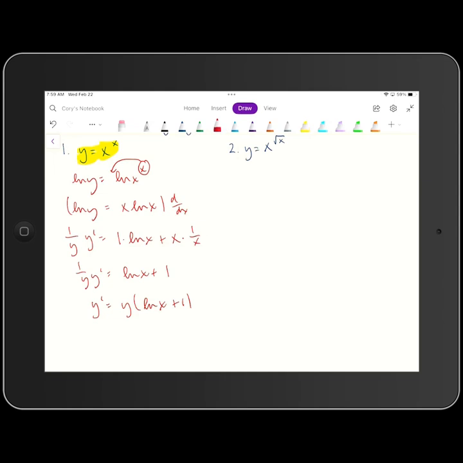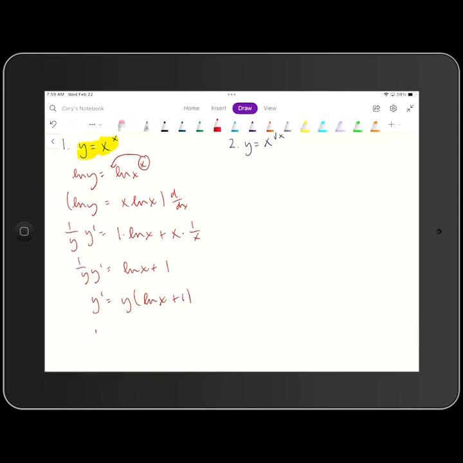So that means that I can substitute x raised to the x power in the place of y. So we get y prime equal to x raised to the x power times the quantity, the natural log of x, plus 1. All right, and that is our derivative using implicit differentiation.